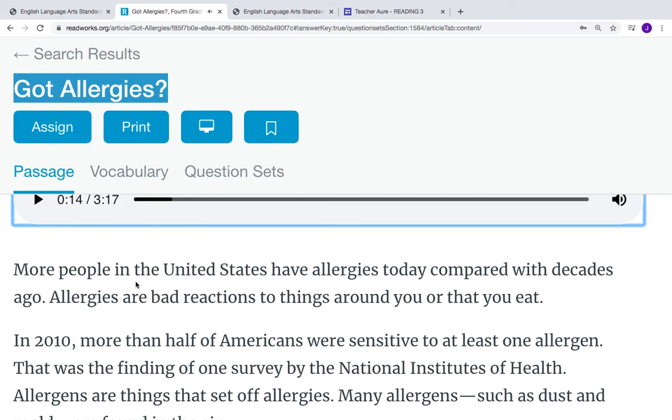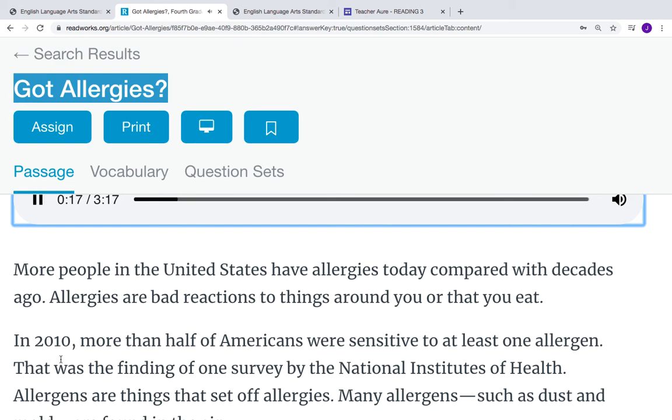So right here, the author is trying to make a connection with us because we're in the United States, and the author explains that today we have more allergies than about 10 years ago. And the author also explains that allergies are bad reactions to things that are around us or some things that we put in our body.